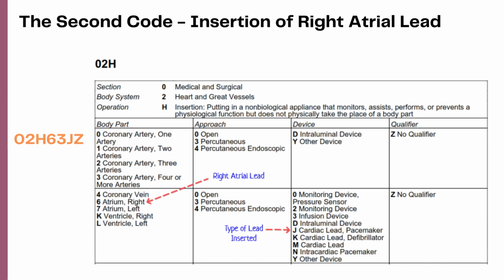Section is medical and surgical. Body system is heart and great vessels because the lead is placed inside the chambers of the heart. That's the reason we are picking up heart and great vessels as the body system value. The root operation is insertion for the third character. For the body part, we would code it as right atrium. Approach is percutaneous. Sixth character would be cardiac lead of a pacemaker. And the seventh character is Z, which is no qualifier. Now, this is the code for the placement of the right atrial lead.